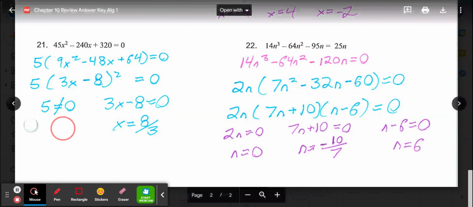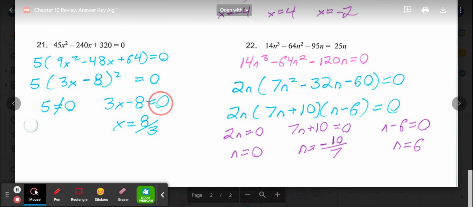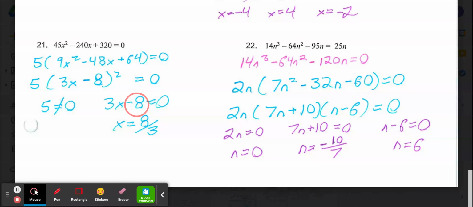Set each part equal to 0. Well, 5 never equals 0, so we don't need to worry about that. 3x minus 8 equals 0. Add 8, divide by 3, and x equals 8/3.